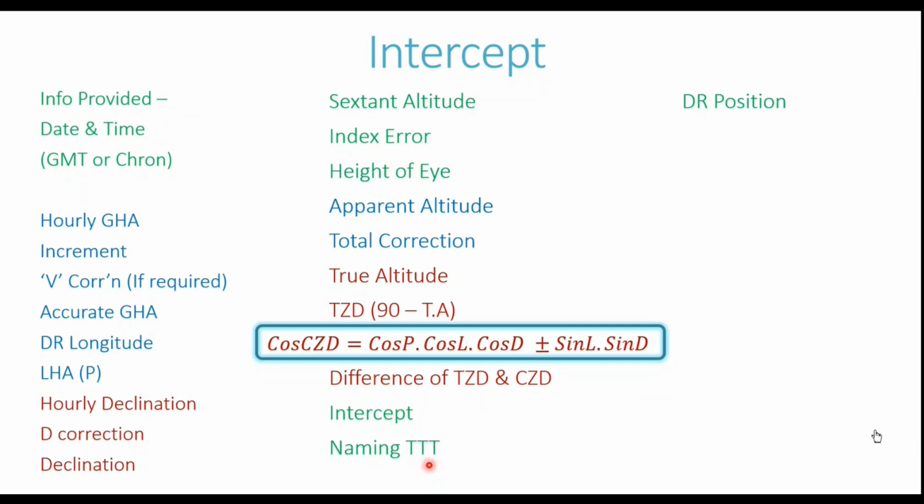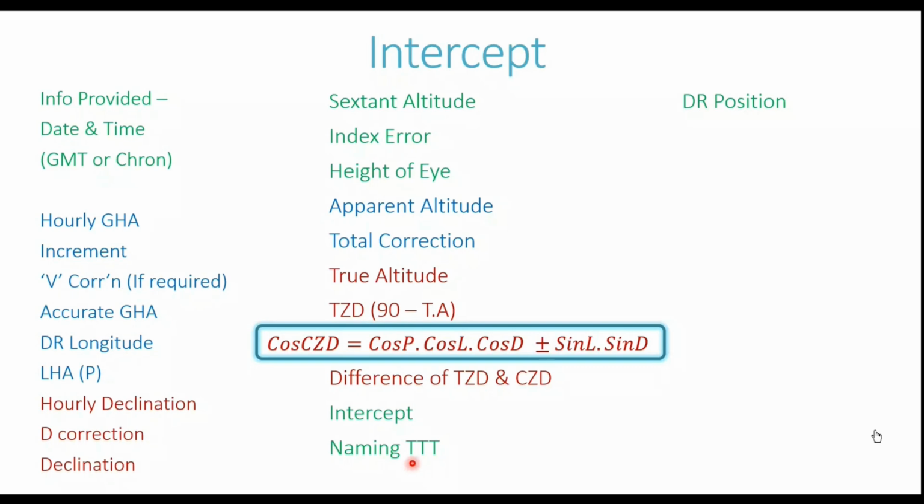What does the TTT mean? The first T stands for true, that means the true zenith distance. The second T stands for tiny. Tiny means smaller. And the third T stands for towards. So true, tiny, towards. That means if the true zenith distance is tiny, smaller than the calculated zenith distance, the intercept will be towards, and vice versa.